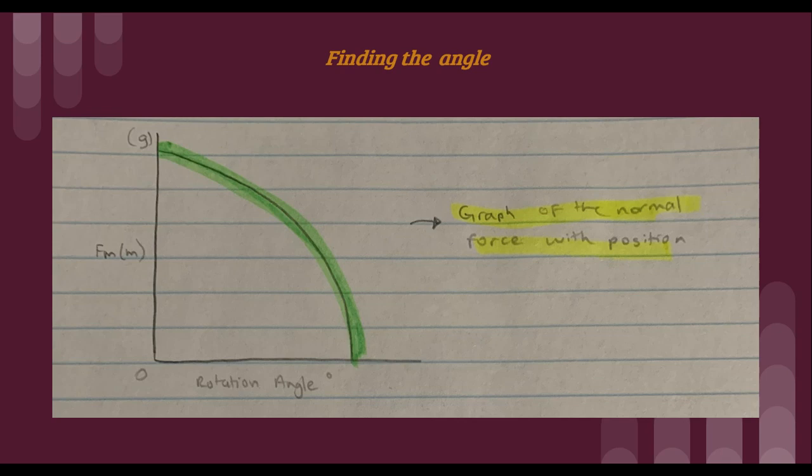Here is an image of the graph that I created of the normal force with position for the marble and the soccer ball. As you can see, at the bottom we have the rotation angle and on the side we have the F_N.